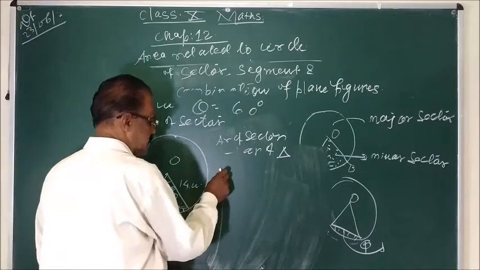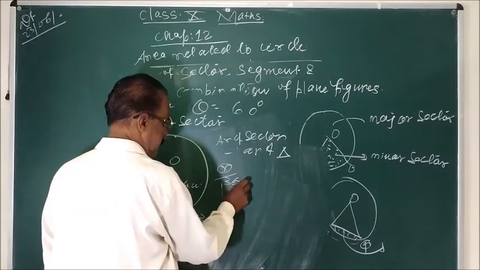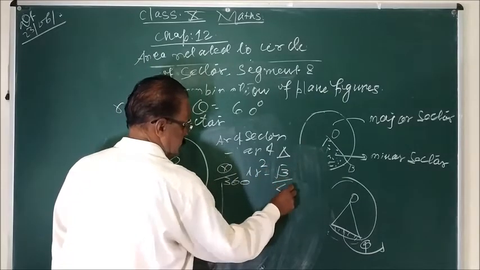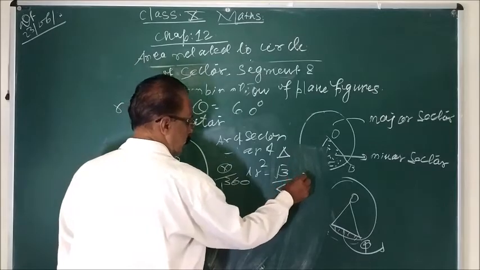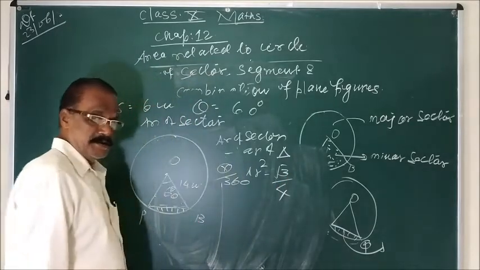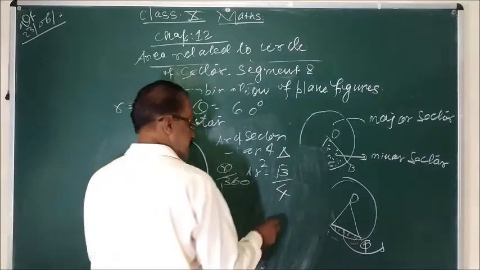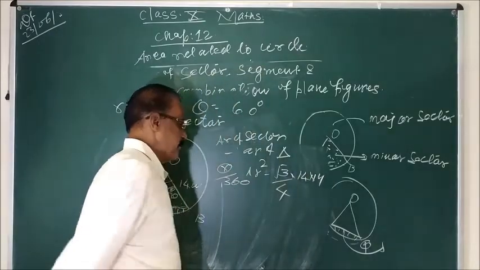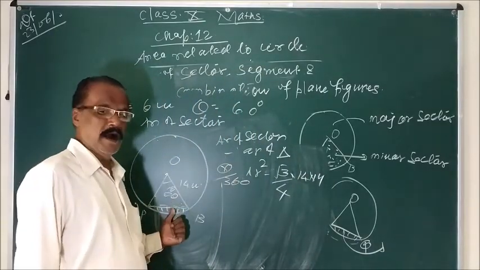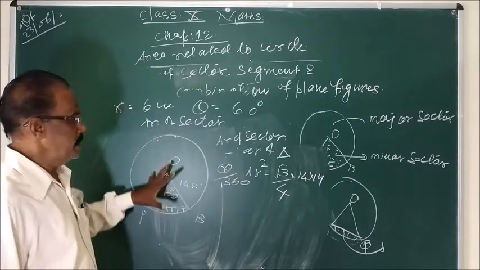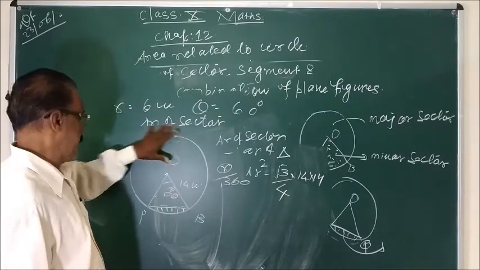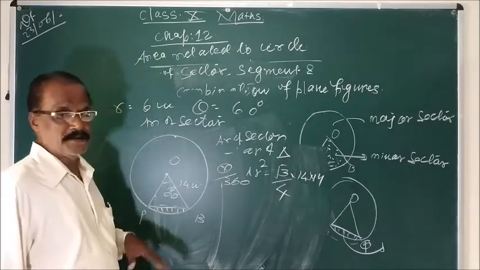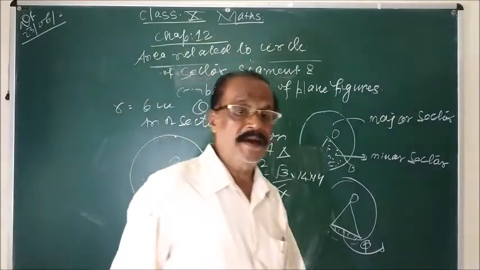So what is the area of the sector? Theta by 360 pi r square, and this will be the area of the sector. The area of the triangle is root 3 by 4 a square, where a is the side, and here the radius of the circle is the side. So 14 into 14, and on simplifying, you will get the value of the area of the minor segment. How will you find the area of the major segment? Again, you find the area of the circle and subtract the area of the minor segment, and you will get the area of the major segment.